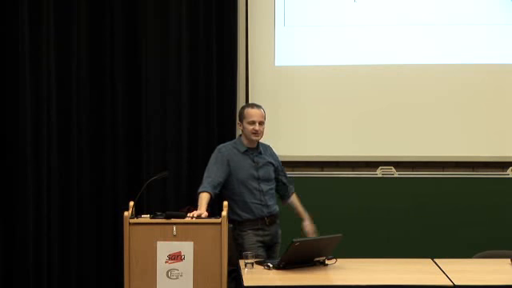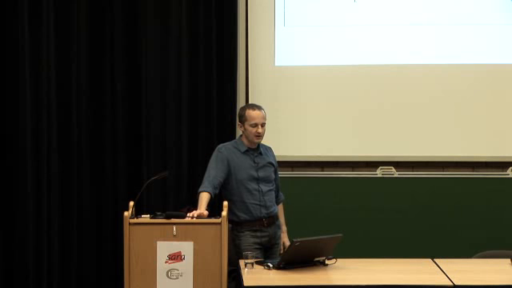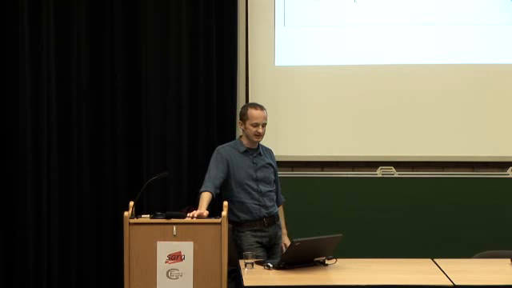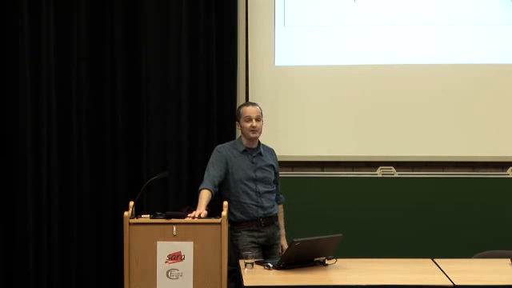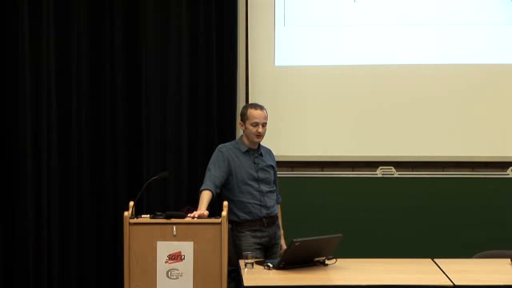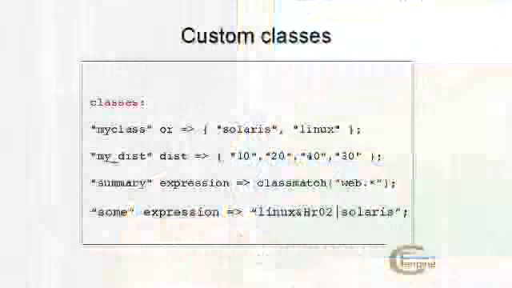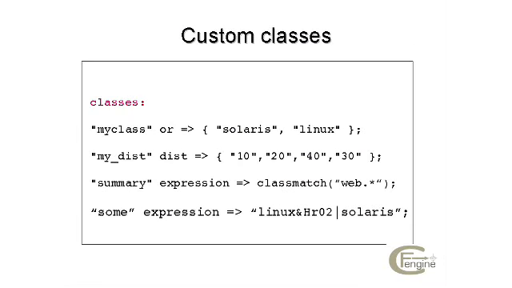If we look at the third one, this is an interesting one because this now combines the idea of classes as a pattern with regular expressions as patterns. So the third promise says, summary promises to be a class representing the expression, and now we have a special function, classmatch, web.*. What the classmatch function does is it goes through all this list of classes that have been discovered and sees if any one of them matches this pattern, web.*. If they do, then summary will be defined.